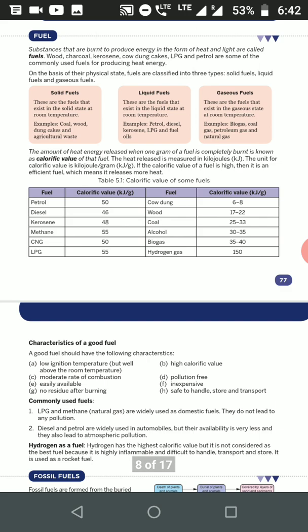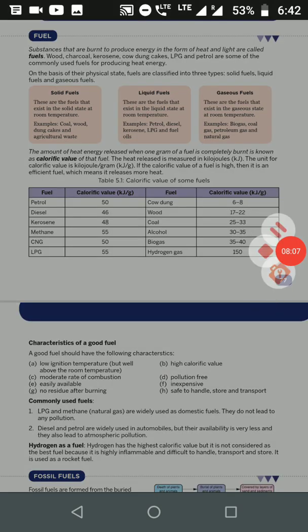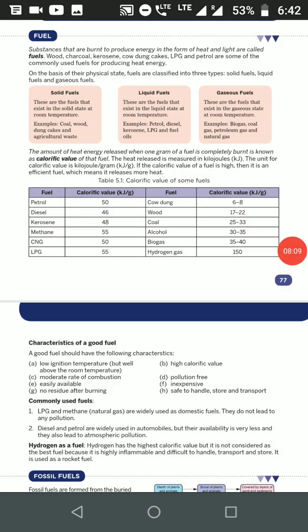Next, characteristics of a good fuel. What are the characteristics of a good fuel? First, low ignition temperature. Its ignition temperature should be low, but above the room temperature. It should have a high calorific value and a moderate rate of combustion.